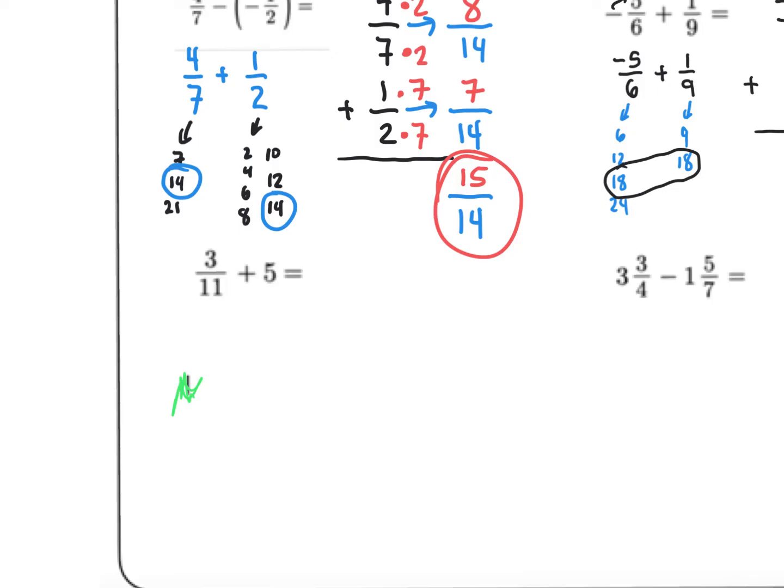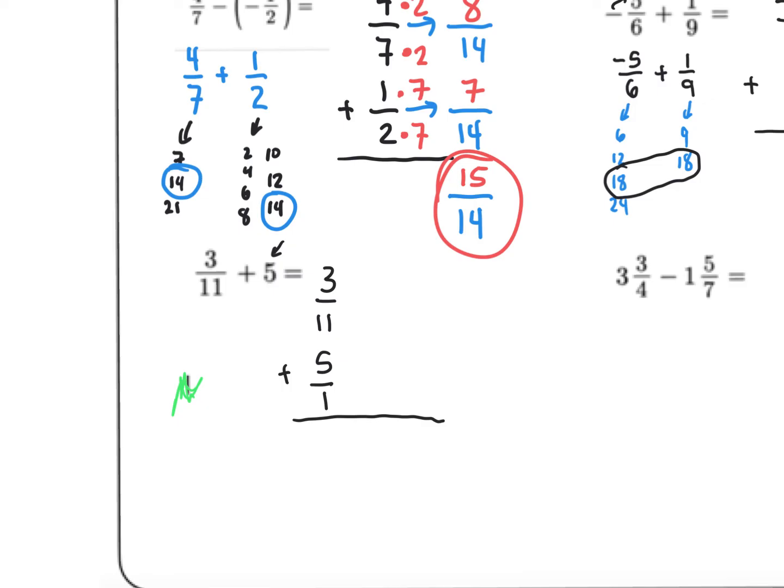Okay, so when we have a regular number, just like an integer here, I set it up the same way, and I go plus, but I like to go 5 over 1. And from here, it's pretty straightforward when you have that.